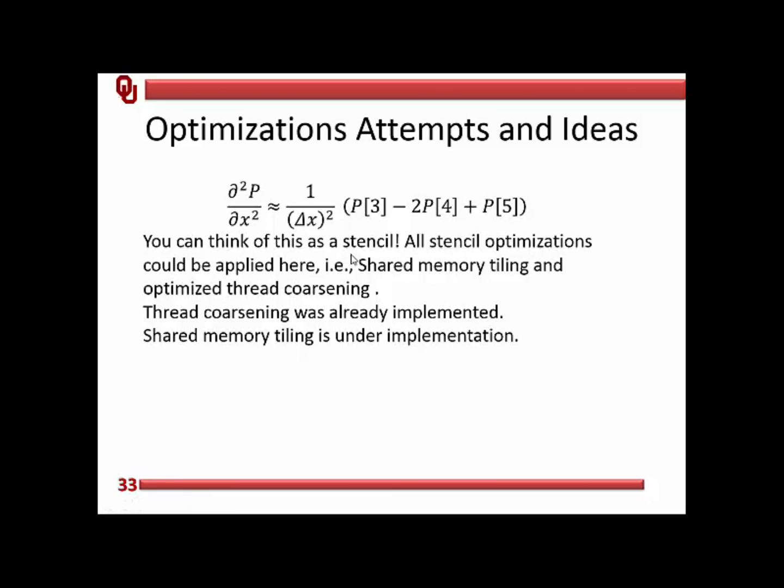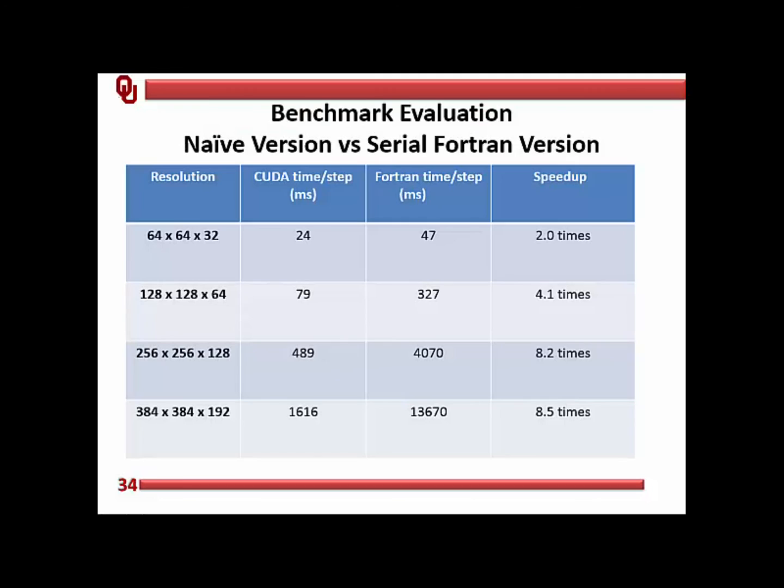As we said, shared memory tiling and thread coarsening could be optimizations that apply to the Gauss-Seidel relaxation. They already implemented thread coarsening, where the odd is done in one thread and the even in another thread, and then they divided the work between those. For shared memory tiling, it's under implementation.